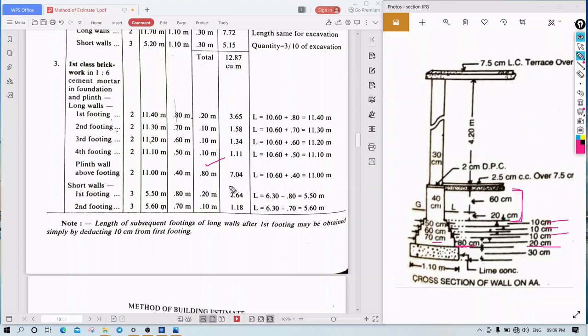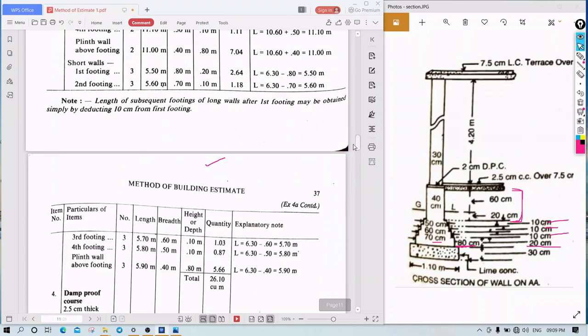Okay, according to the diagram, we have the cross section of the wall. So multiply them, you will get the quantity, the 7.04. So you will get the value of the long walls, that is first footing, second footing, third footing, fourth footing, that is 7.04. This is for long walls. Okay, now we have to do it for short walls. Here in the short walls, same procedure we have to do. That is how I'll show you.